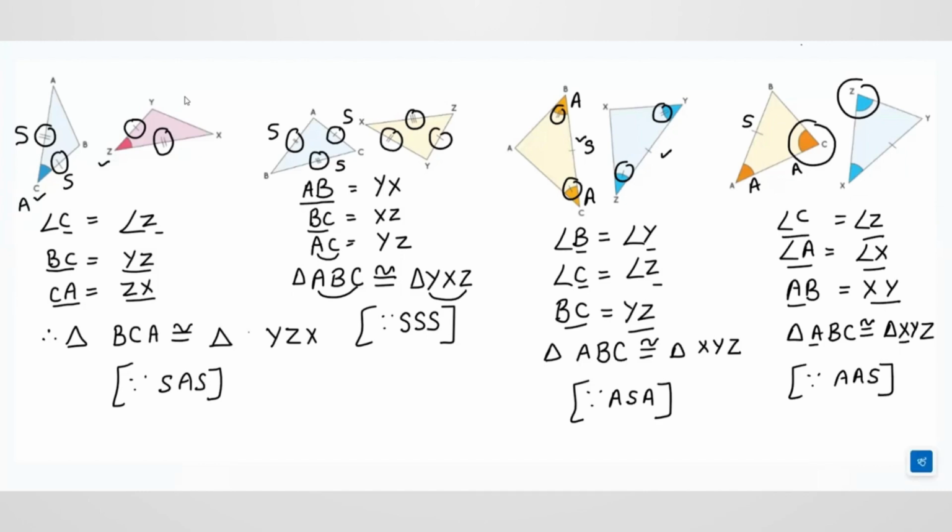So you can see here the name of the triangles are not same in all of them. Here I have written BCA is congruent to YZX. Here I have written ABC is congruent to YXZ. So depending on which sides, which angles are given equal, we have to make here which two triangles are congruent.